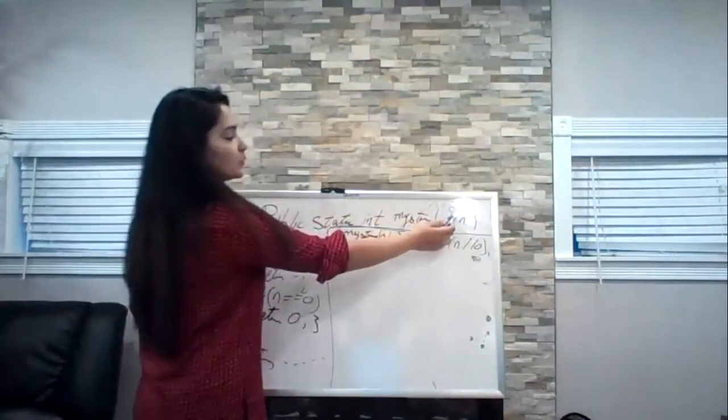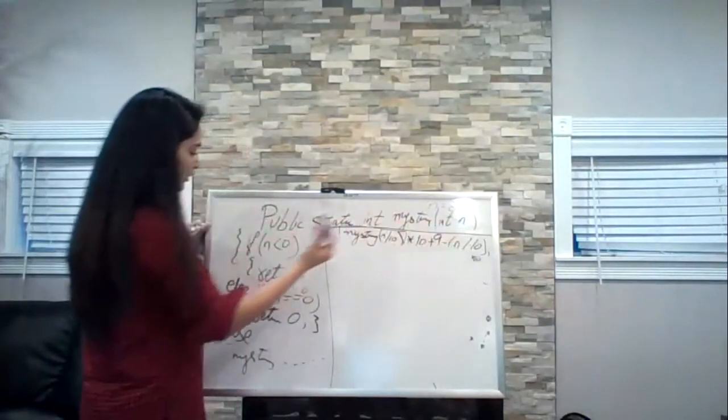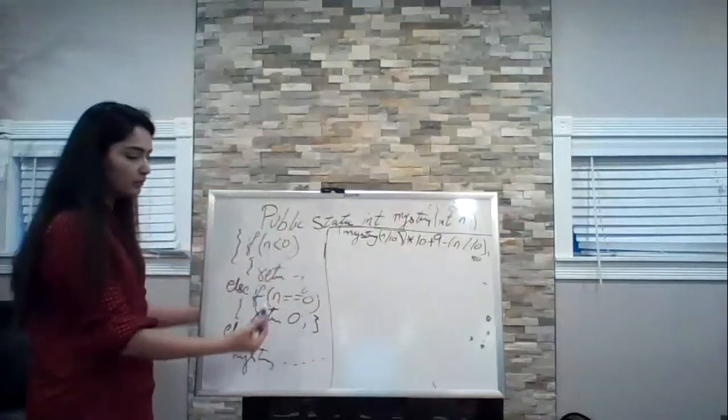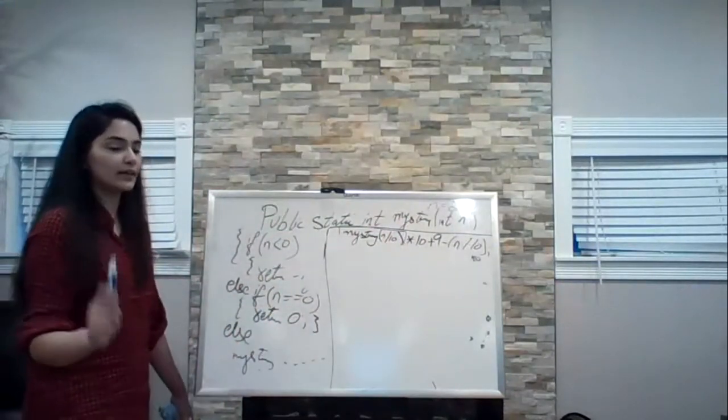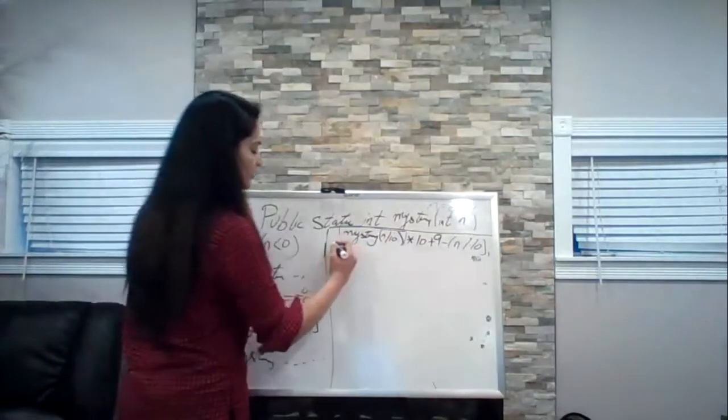When your n is equal to 297, is your n less than 0? No. Equals 0? No. We are going into our else part where we have our recursive call. So we are coming over here when your n.